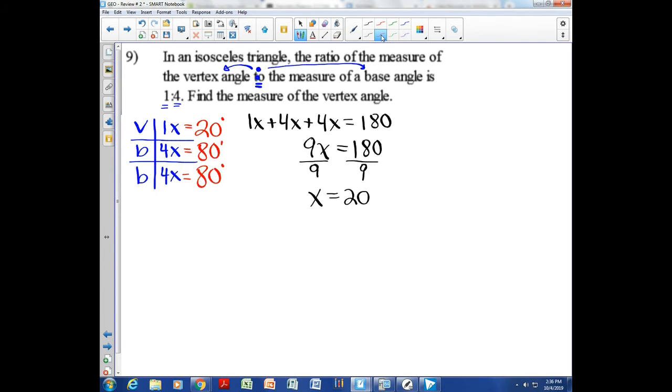What was the question? The question was find the measure of the vertex angle. The V represented my vertex angle. The vertex angle was equal to 20 degrees.